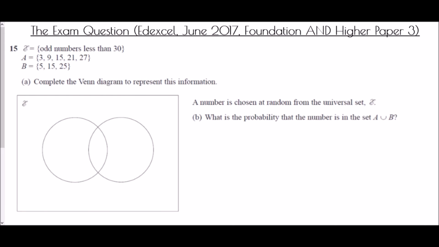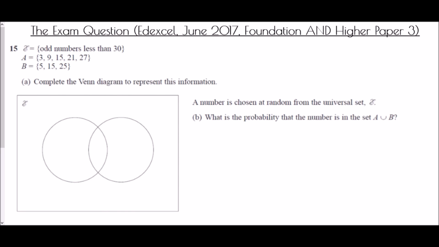And finally, we come to our exam question. This came from the Edexcel paper in June 2017, and it was on both Foundation and Higher Paper 3. This is a crossover question, that's why it was on the Foundation and Higher papers. In this one, we've been told the universal set is the odd numbers less than 30. In A, we've been told the elements of the set: 3, 9, 15, 21 and 27. And B has the elements 5, 15 and 25. It asks us first of all to complete the Venn diagram to represent this information.